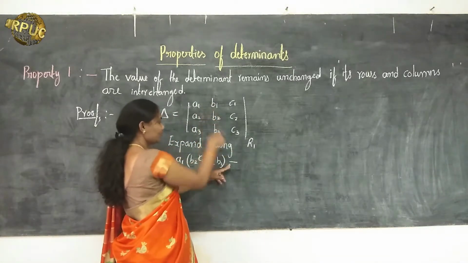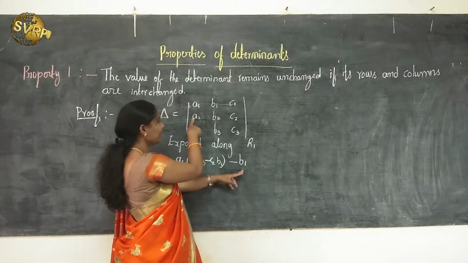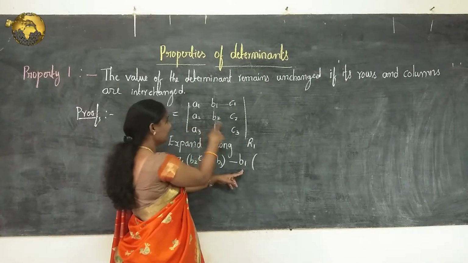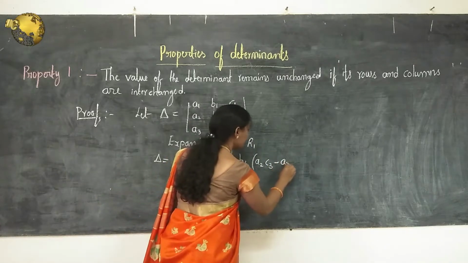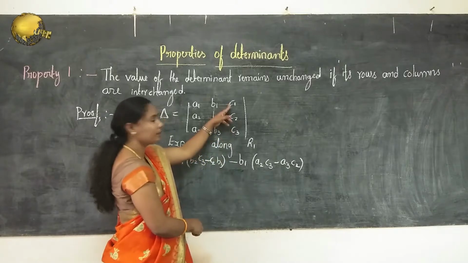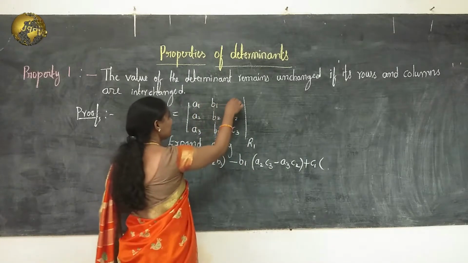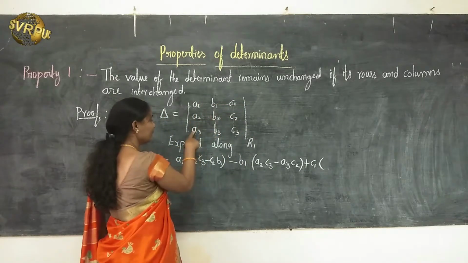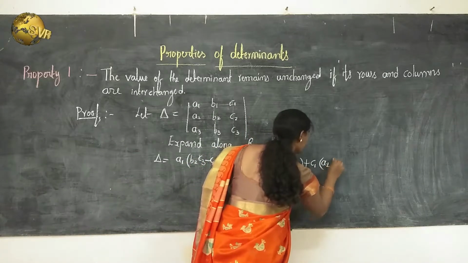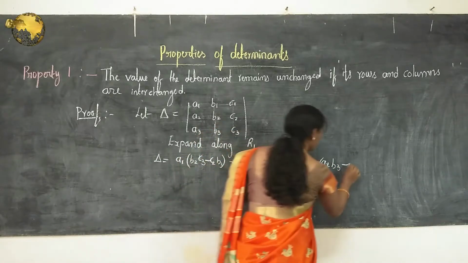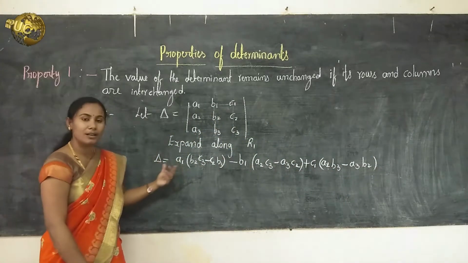I am expanding along row 1, so the second element is B1. Now neglect the first row and second column, so we get these 4 elements: A2, C2, A3, C3, that is A2 C3 minus A3 C2. Then the third element, with positive sign, is C1. I neglect the first row and third column, so we have A2, B2, A3, B3. The diagonal elements give A2 B3 minus A3 B2. So this is the value for delta.